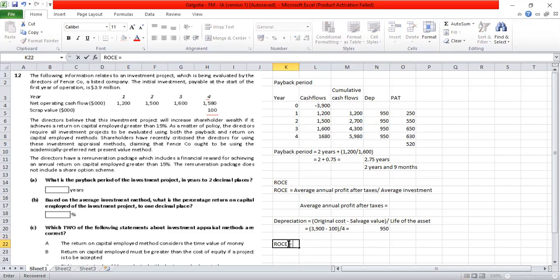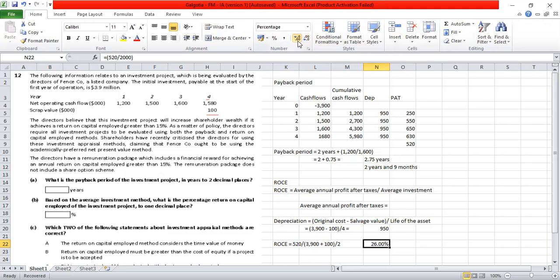ROCE is equal to. So we would have 520 in the numerator. The denominator is average investment. The initial investment is 3,900. The final value is 100. The whole thing divided by 2 gives us the average investment. So 520 divided by 4,000 divided by 2, which is 2,000. That gives 26%. This is average investment, isn't it?